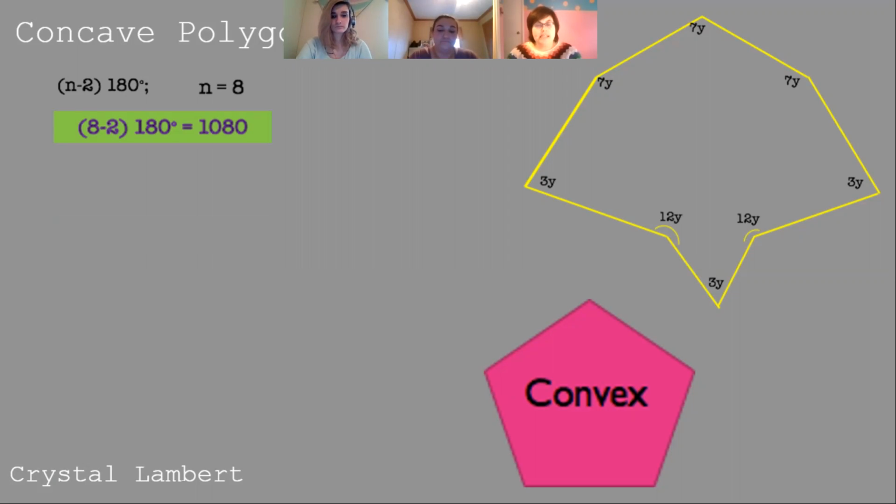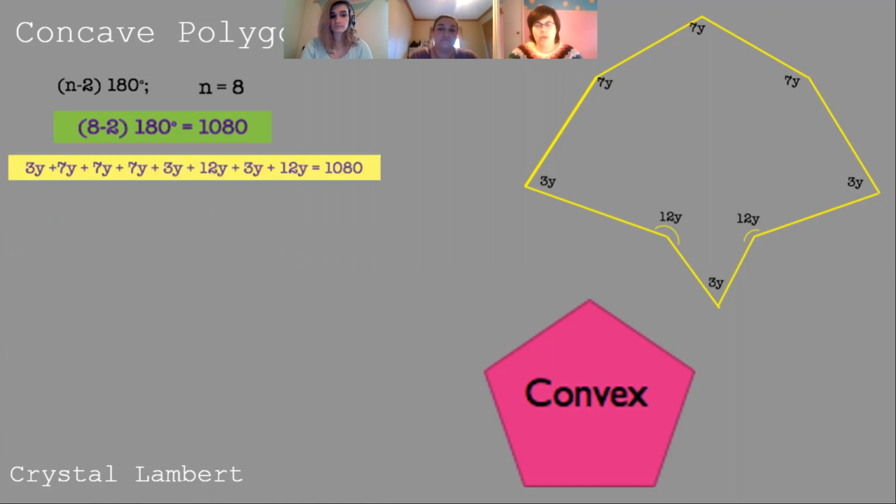The next step is we have to add all of these angles together. So we have 3y, 7y. You're going to add those all together: 3y plus 7y plus 7y plus 7y plus 3y plus 12y plus 3y plus 12y is equal to 1080. When we do that, we have 54y is equal to 1080 degrees.